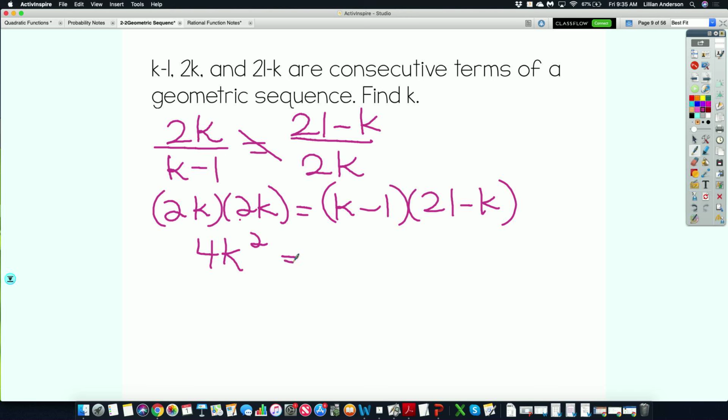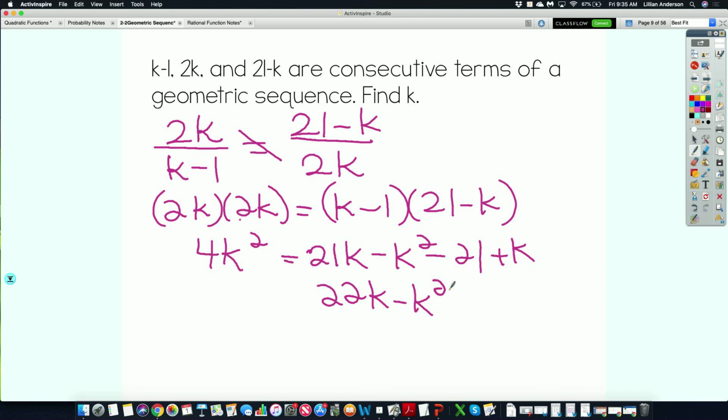Very good. What am I going to have to do to the other side? 4. So that's going to be 21k minus k squared minus 21 plus k. How do I solve this? Combine like terms. Subtract the 4k squared, and then it's going to become a quadratic.